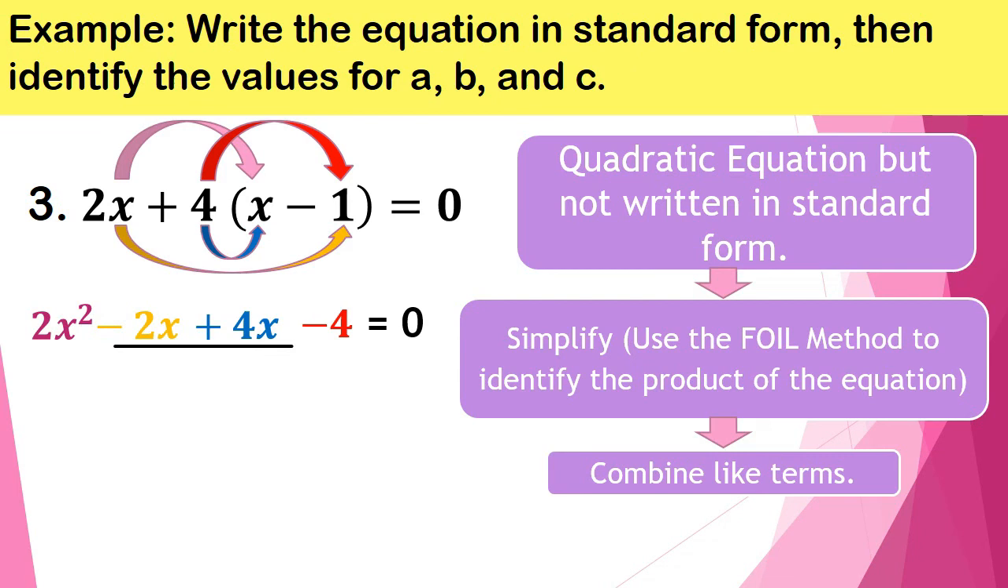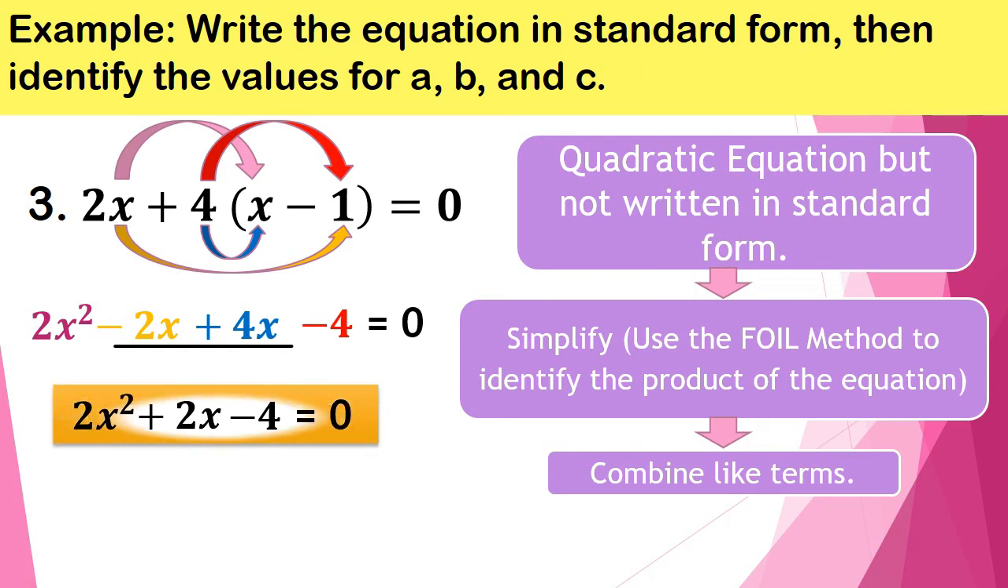What will happen dun sa hindi i-combine? Let's copy. It will become 2x squared. Then let's combine negative 2x plus 4x. Since one of the terms is negative and one is positive, all we need to do is to subtract. So, it will become 2x minus 4 equals 0. Now, the product of the given equation is 2x squared plus 2x minus 4 equals 0.